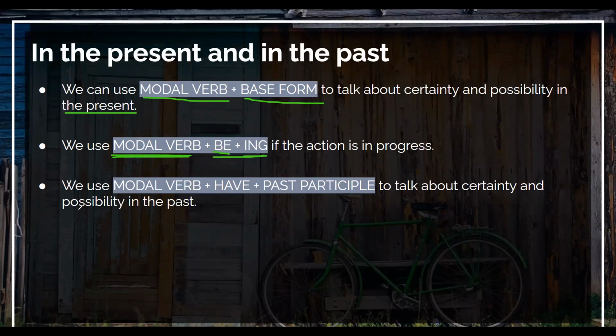And you can also talk about certainty and possibility in the past if you use the modal verb, the auxiliary verb have, and then a past participle verb. They share the exact same functions. The use doesn't change. You just change the form if you need to talk about the present, the past, or something that is in progress, right? So those are the three possibilities in terms of structure and tense. But the function, the use, never really changes.